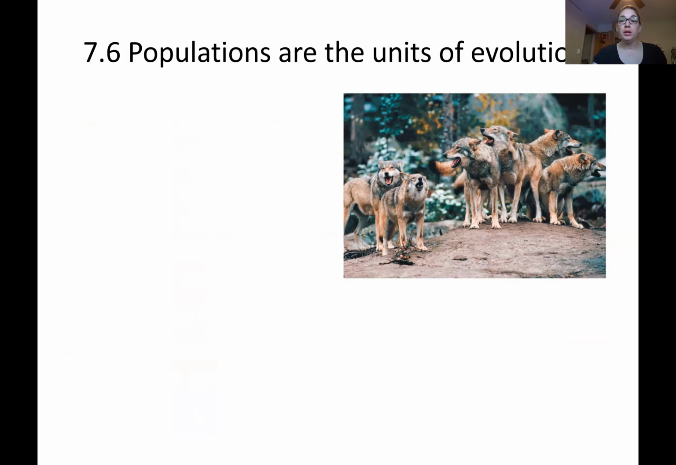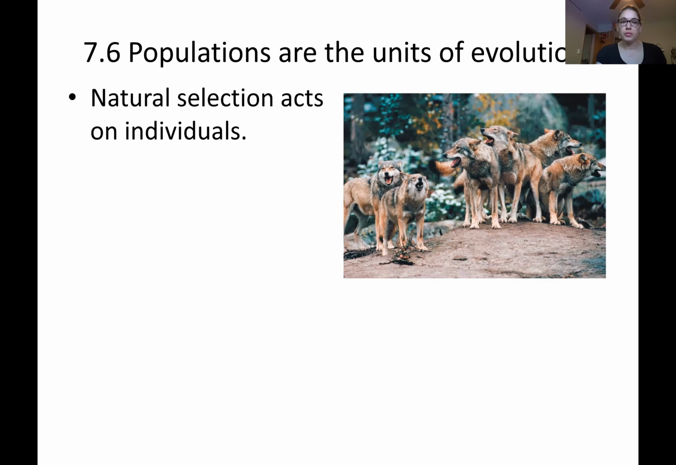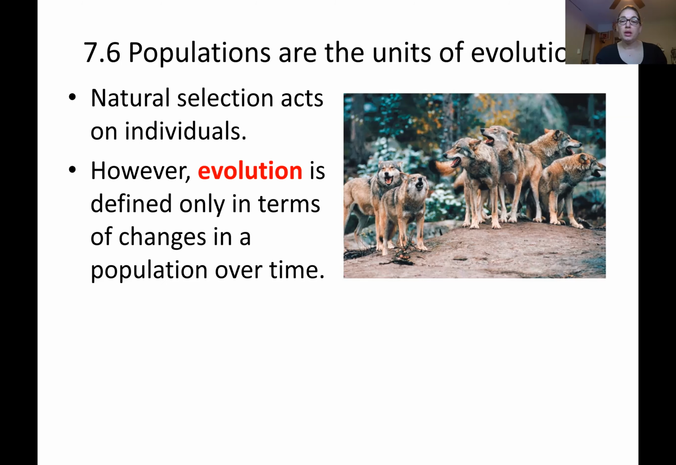Okay, a really important thing to remember, we've talked about units of different things. So in this case, populations are the unit of evolution. It's really important to keep in mind that evolution does not happen to the individual, it happens to the population over time. So what acts on individuals is natural selection. So getting that distinguishing little bit in there is important. Evolution is defined only in terms of change in population over time. Natural selection works on the individual. Evolution is changes in the population over time.